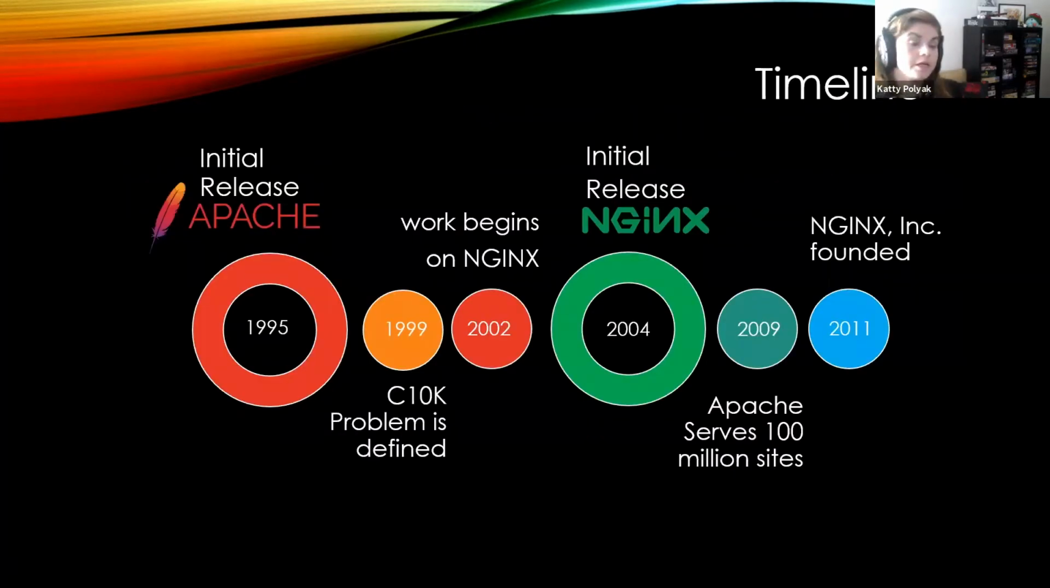So the initial release of Apache was in 1995, but the C10K problem of process-based server architecture was what led to solutions like NGINX. And so you can see a timeline here of how things evolved.